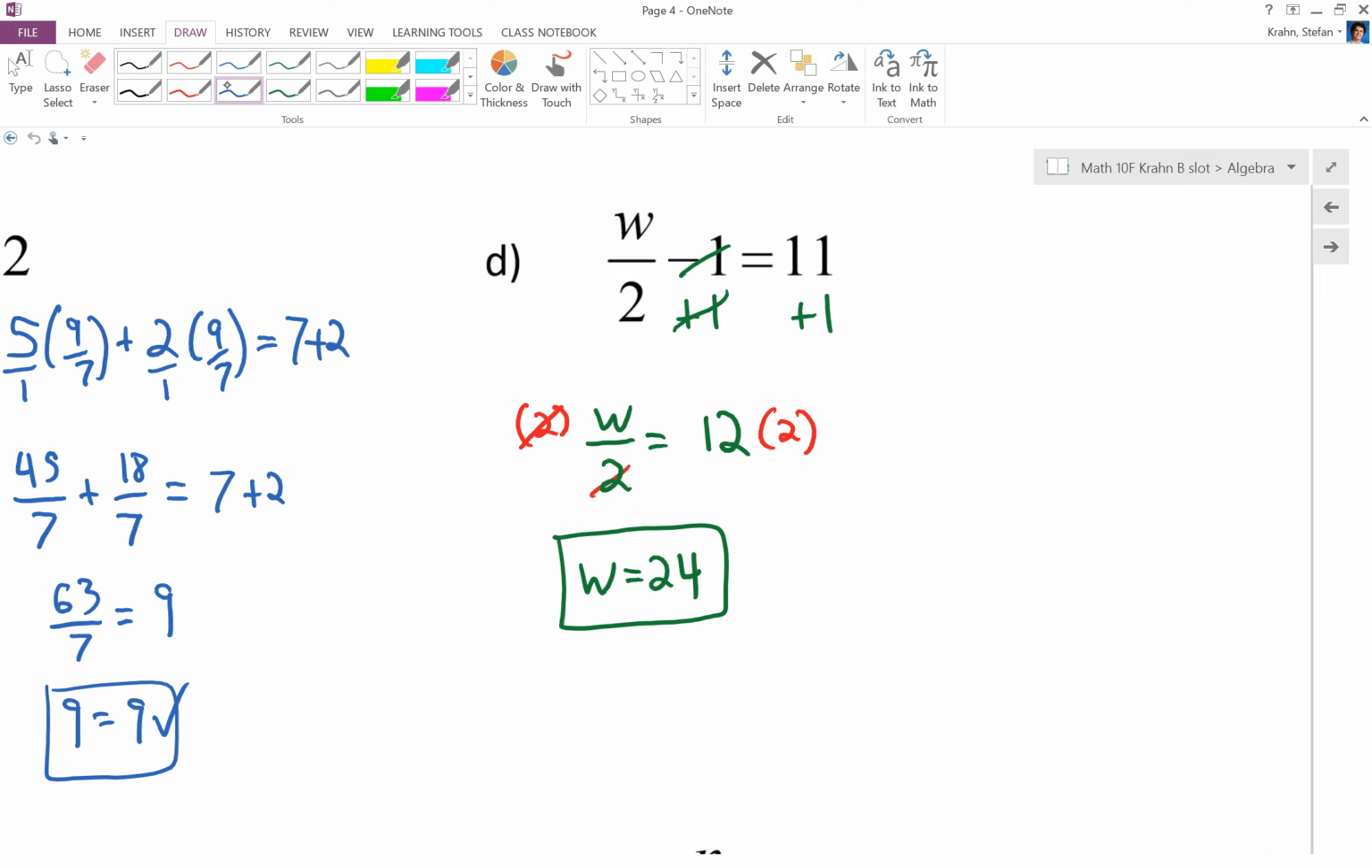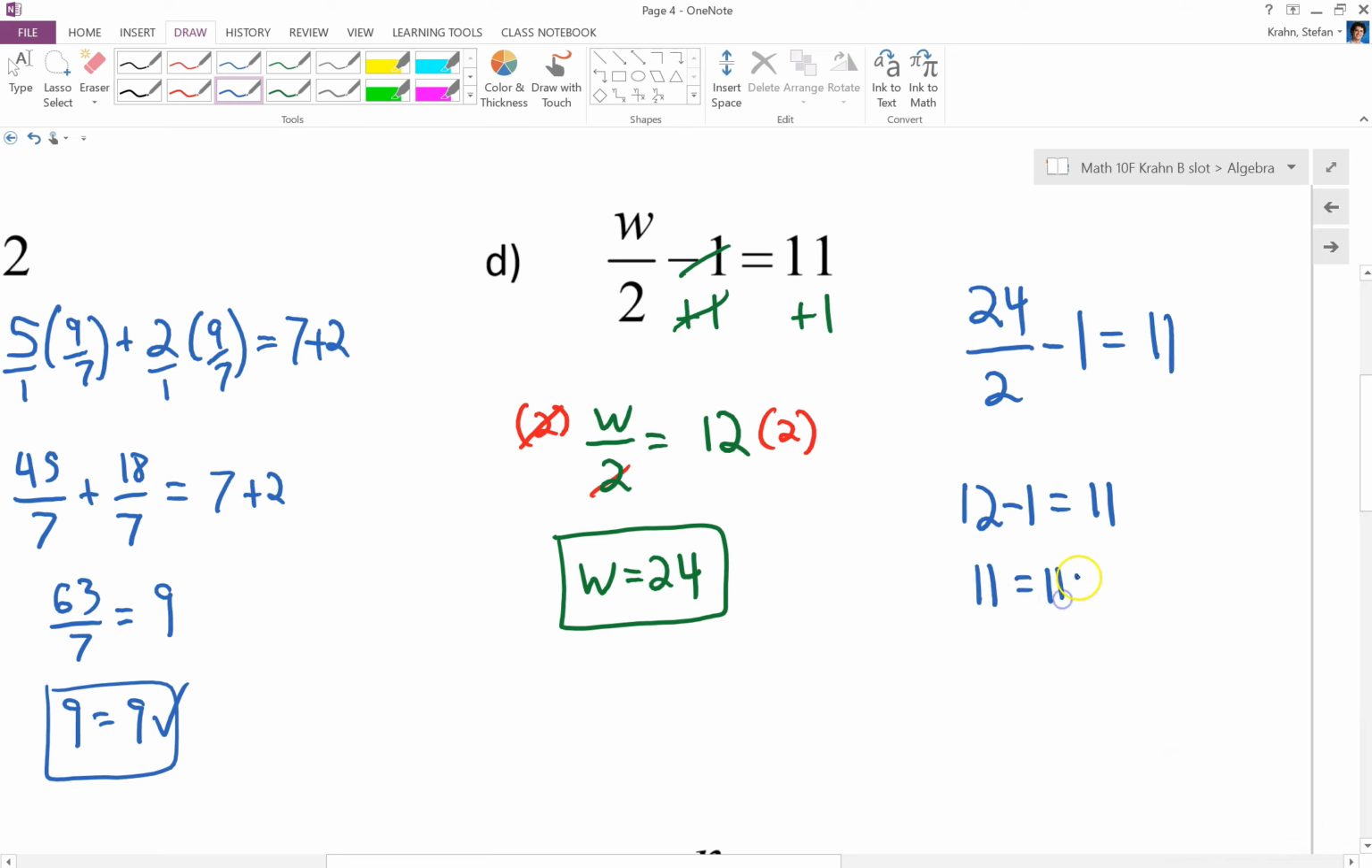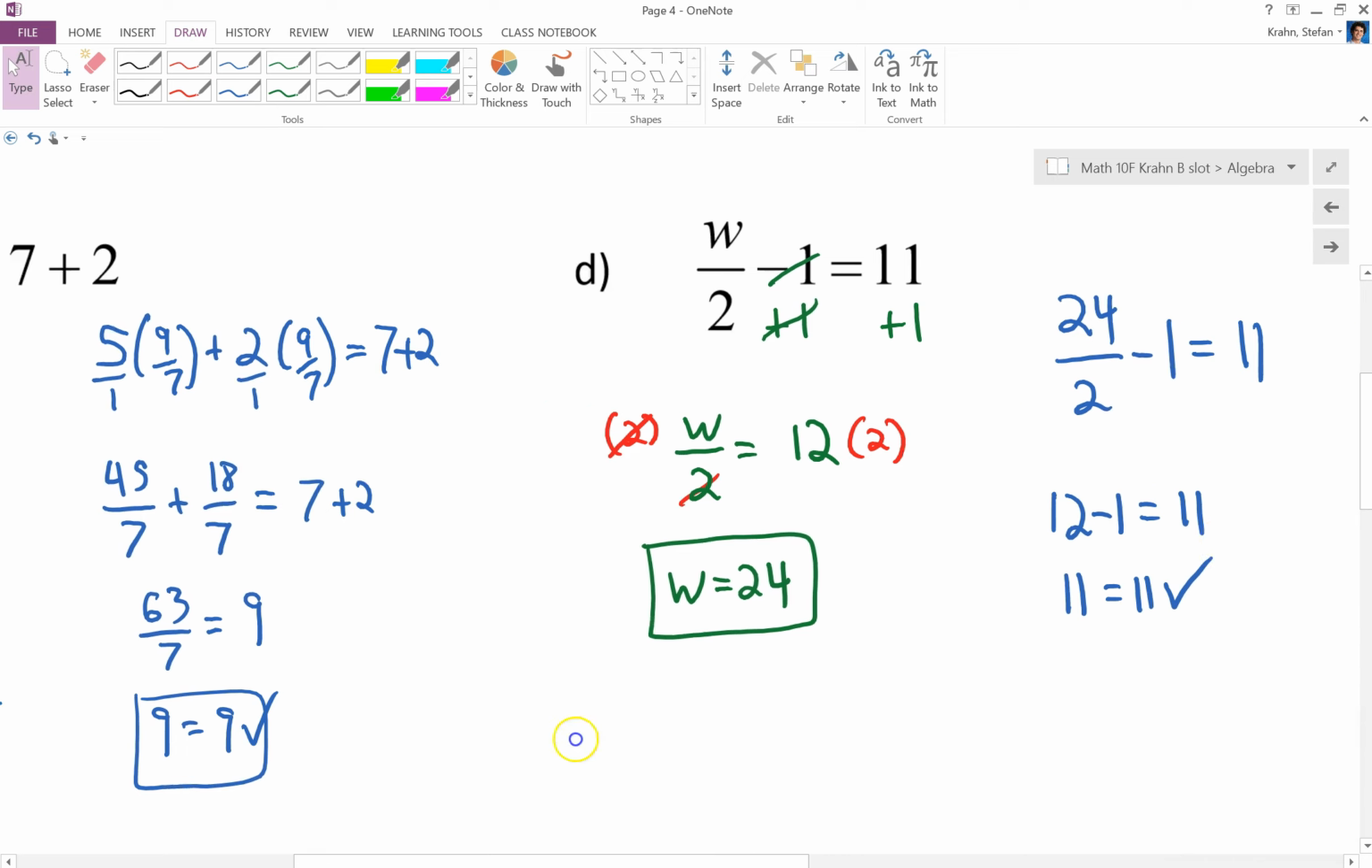Again, here I can check this. I put 24 in for w. 24 divided by 2 minus 1 equals 11. Doing my BEDMAS, I do my divide first. 12 minus 1 is equal to 11, and yeah, 11 is equal to 11. So I got that one as well.